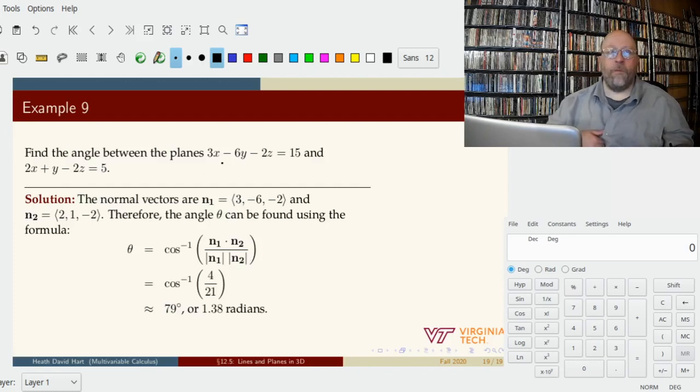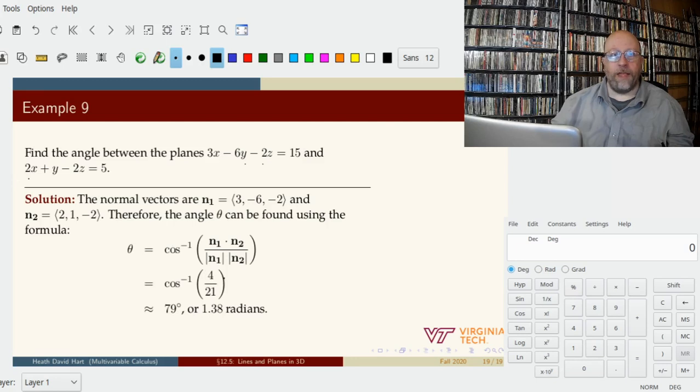So let's find the angle between these two planes. 3x minus 6y minus 2z equals 15. And 2x plus y minus 2z is equal to 5. So we'll take the dot product of the two vectors. That's 3 times 2 is 6. 6 times negative 1 is negative 6. 6 minus 6 is 0. Those cancel. And then negative 2 times negative 2 is 4.